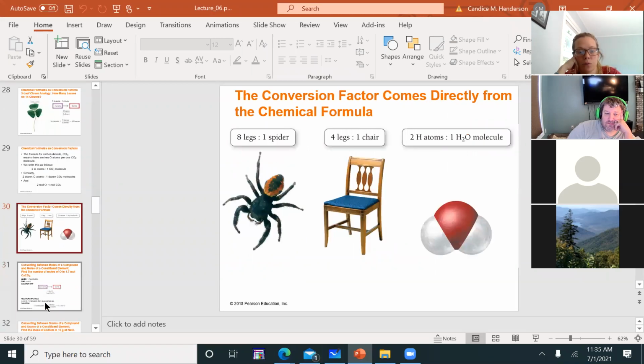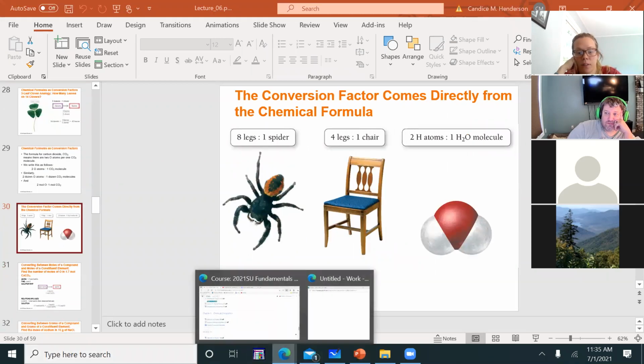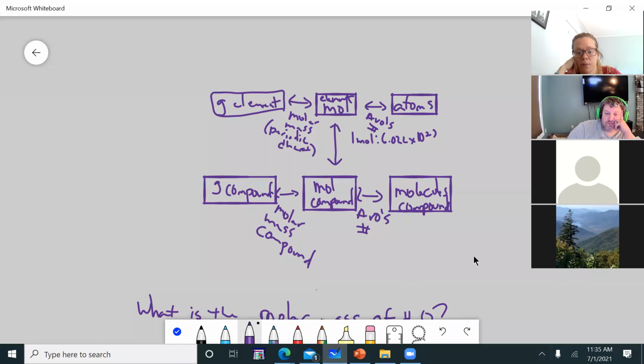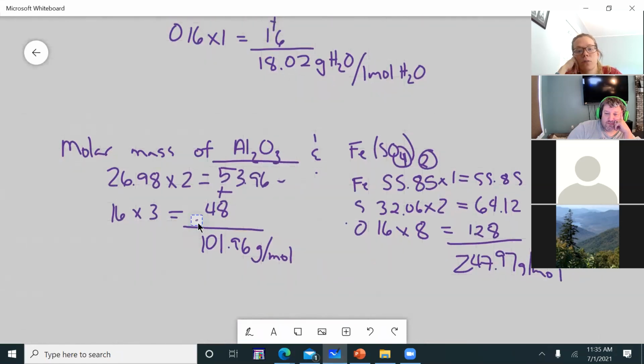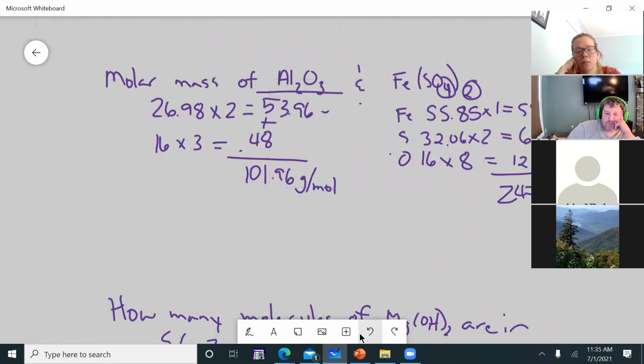Let's go back over here to those compounds we were calculating the molar mass for, Al2O3 and Fe2SO4. So, some of the relationships we can find there.